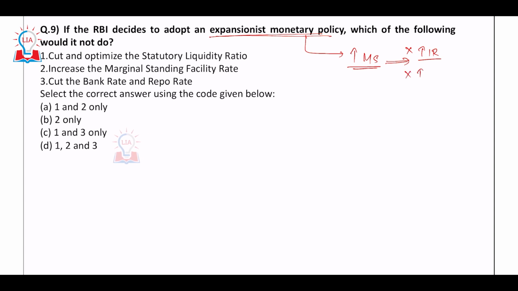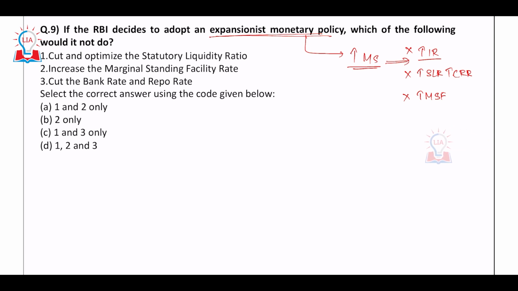Don't increase the SLR, CRR. Don't do it, right? You do not have to do what? You do not have to, what else? You should not increase MSF. These are the things you are not supposed to do, right?